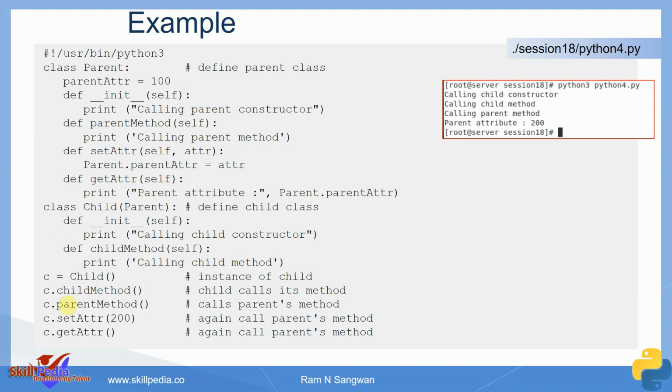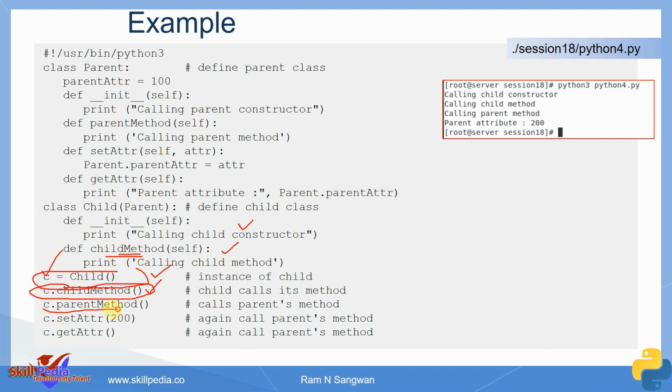So first step, when we say C equal to child, the constructor will be called, right? Child method will be called, this one. So first, whenever you define it, the constructor will be called, that is child constructor. Second time, when you are using child method, this method is called, that is calling child method.